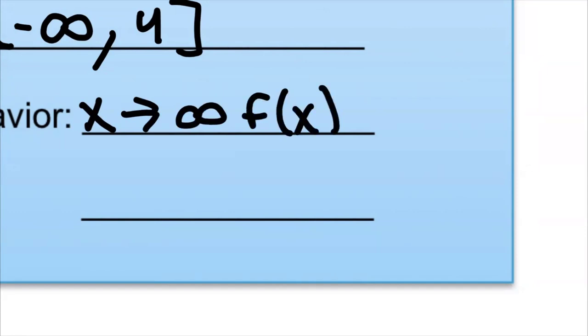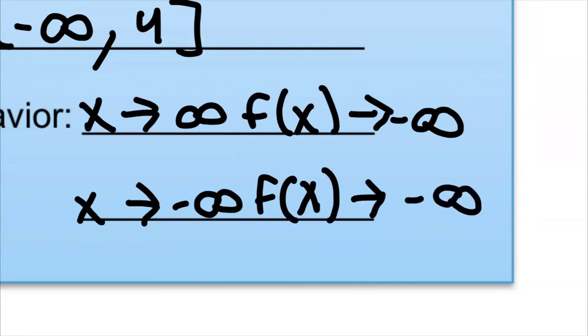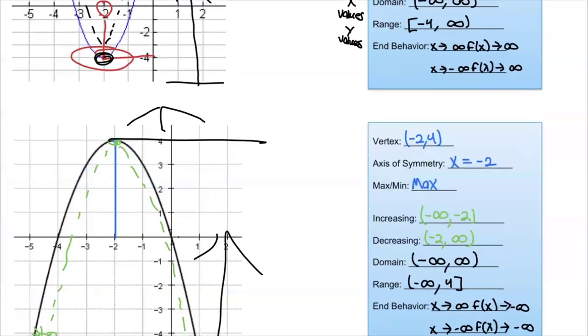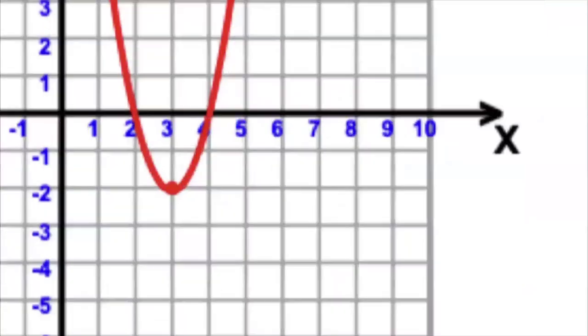When looking at our end behavior, we have x approaching infinity as f of x approaches negative infinity, and as x approaches negative infinity, f of x also approaches negative infinity. That's good. Now moving on to our last and final one. First, we're going to grab our vertex, 3, negative 2.